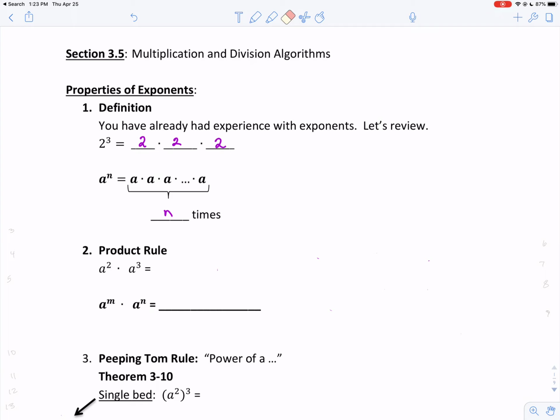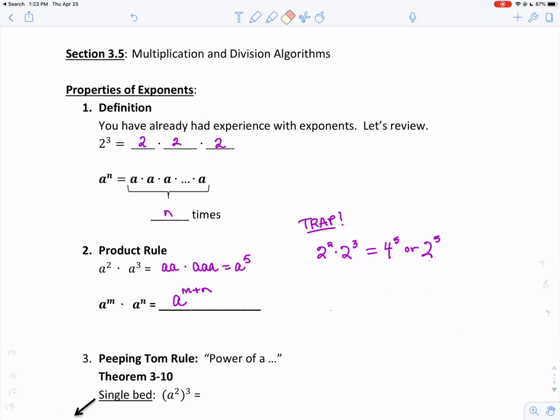The product rule: a squared times a to the third means you'll have 2 a's and then 3 more a's. So those will add up to give you 5 a's. So the product rule just says to add those exponents. Now there is a trap in the product rule.